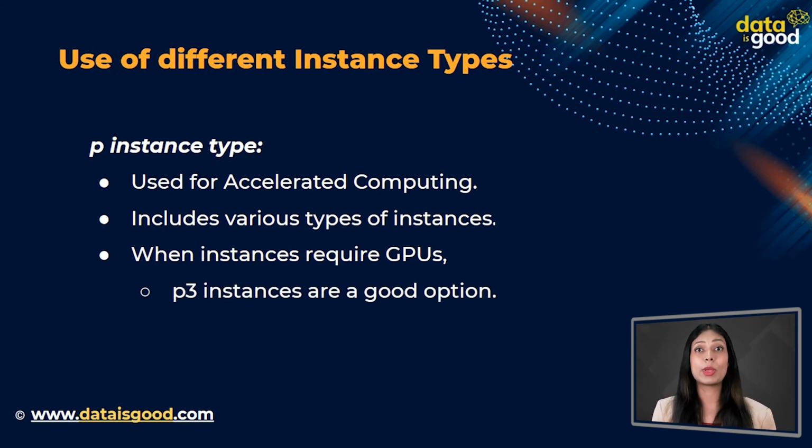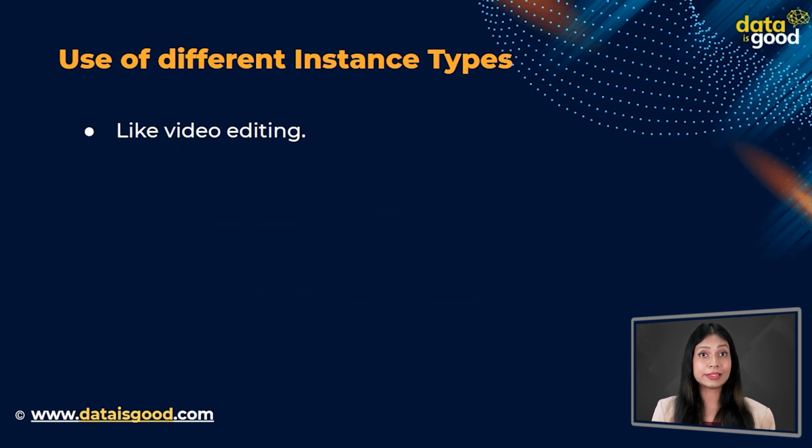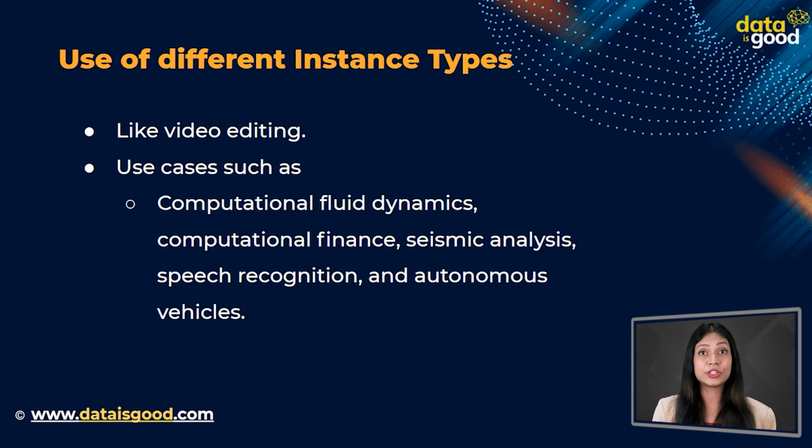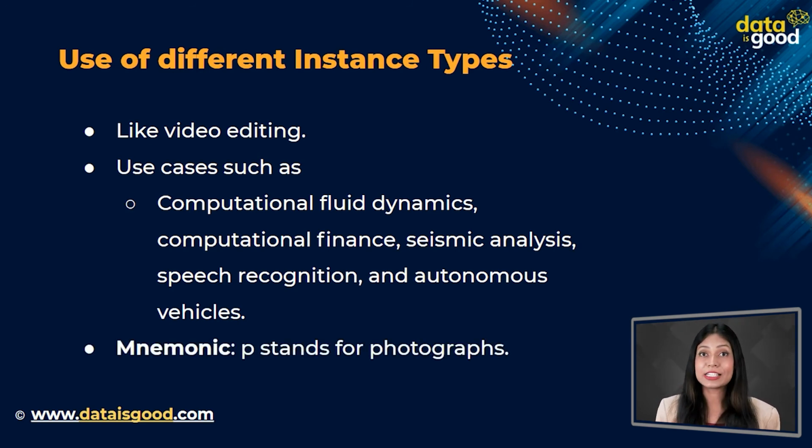We can use them when we want to do work like video editing, and AWS lists use cases such as computational fluid dynamics, computational finance, seismic analysis, speech recognition, and autonomous vehicles, indicating that they are fairly specialized. Now, there are also P2 instances available. Mnemonic, P stands for photographs, graphics.